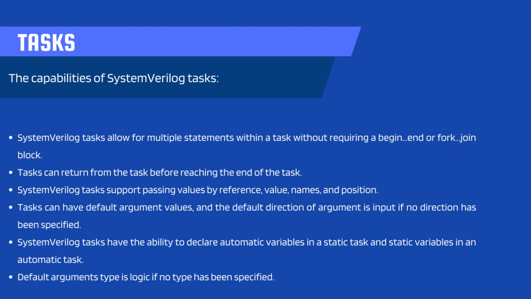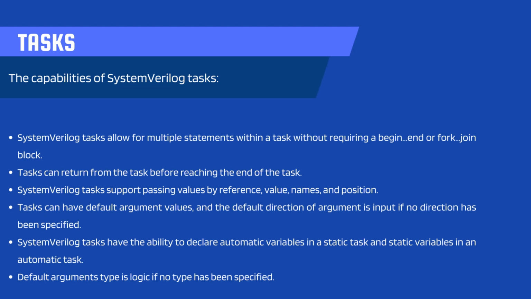Task capabilities. Now let's move on to the capabilities of SystemVerilog tasks. One major advantage of tasks is that they allow for multiple statements within a task without requiring a begin, end, or fork, join block. This makes the code cleaner and easier to read. Another advantage is that tasks allow for returning from the task before reaching the end of the task. This can be useful in situations where you want to exit the task early, without executing all of the code within it.